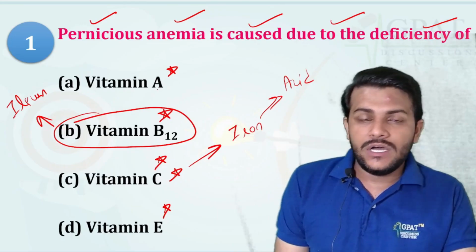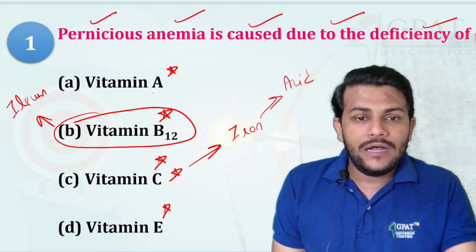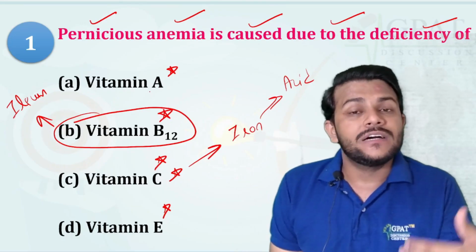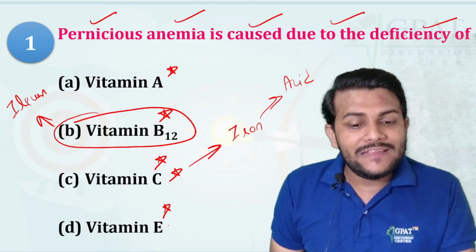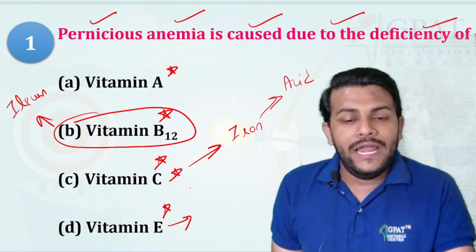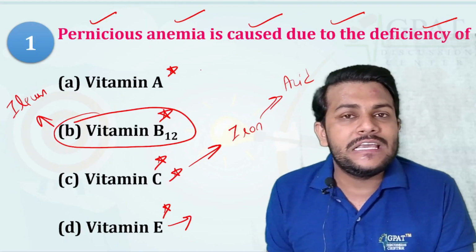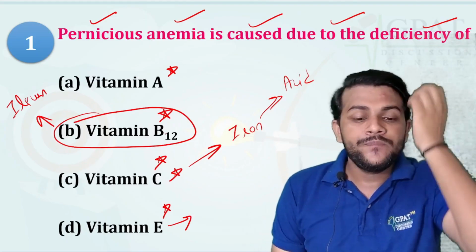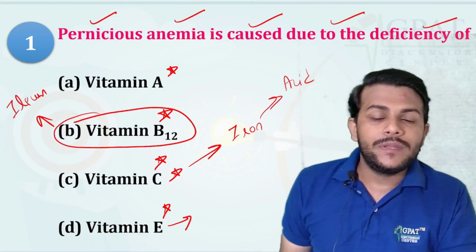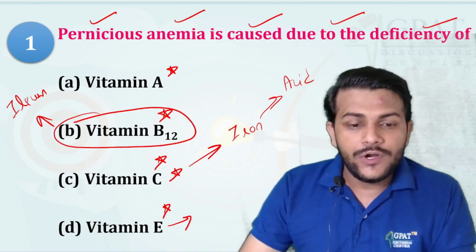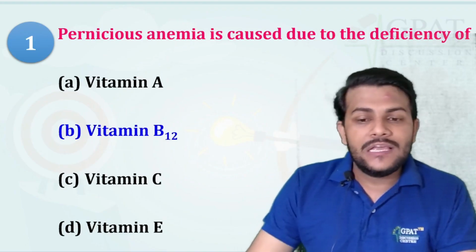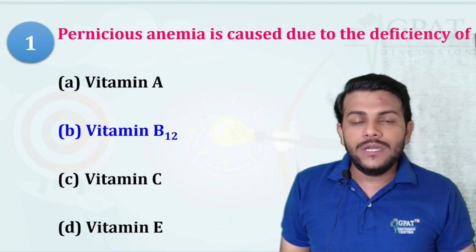Vitamin A is also known as the eyesight vitamin. Vitamin E is the beauty vitamin, having antioxidant property. So all three, A, C and E, have antioxidant property. Vitamin E is tocopherol, and vitamin C is ascorbic acid. Got it? So pernicious anemia is caused due to the deficiency of vitamin B12.